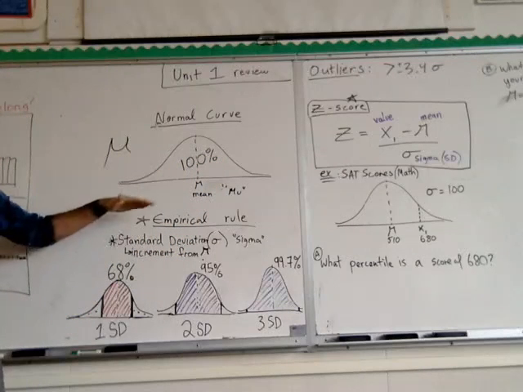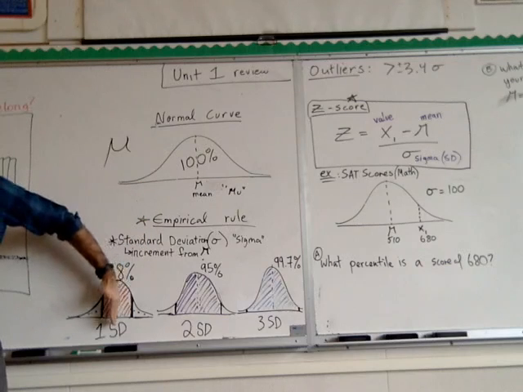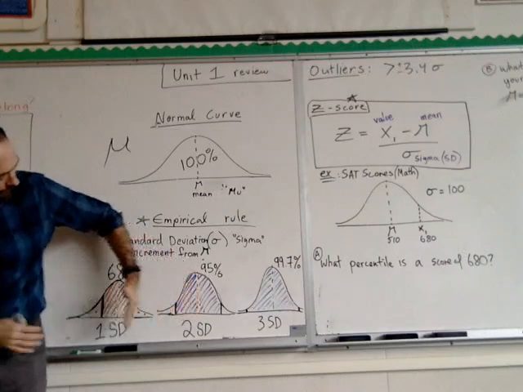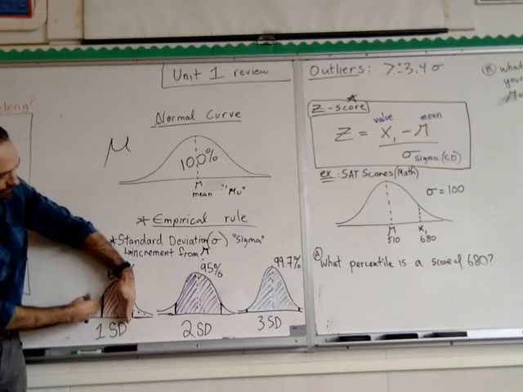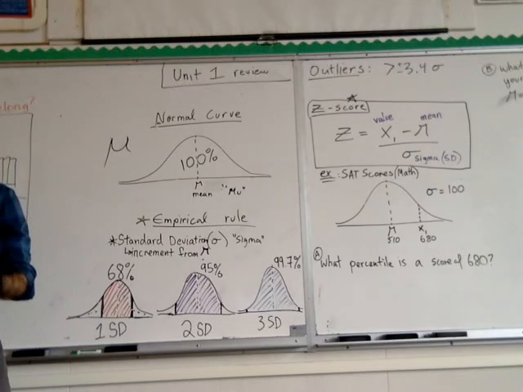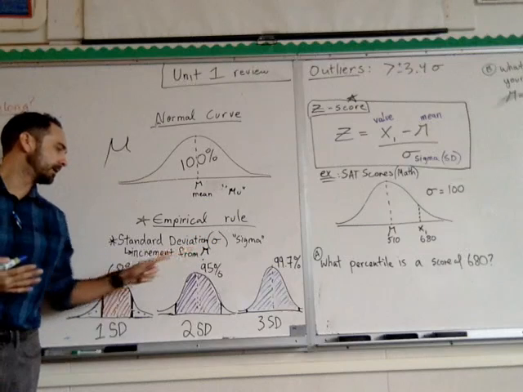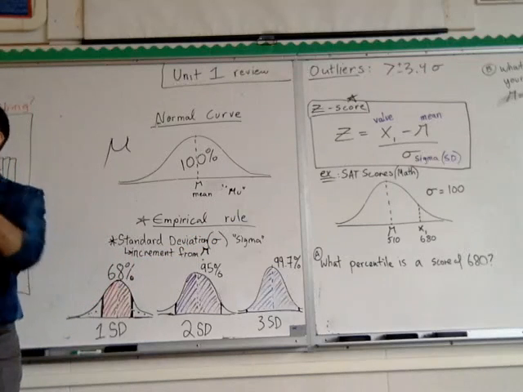100% of all the data is under the entire normal curve. And then when you start to break it down using the empirical rule, you see that from this mu in the middle, if we move out one standard deviation from the mu in either direction, we have 68% of all of our values. Okay, that's how that always works. You just want to remember as well, the standard deviation, sigma, is just an increment from the mu.